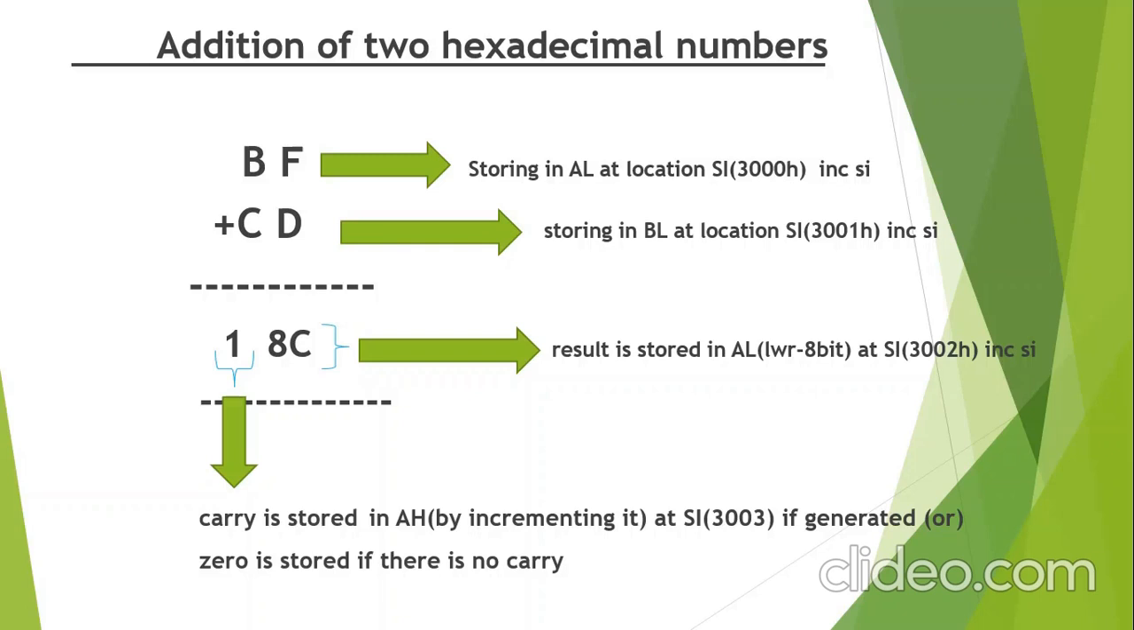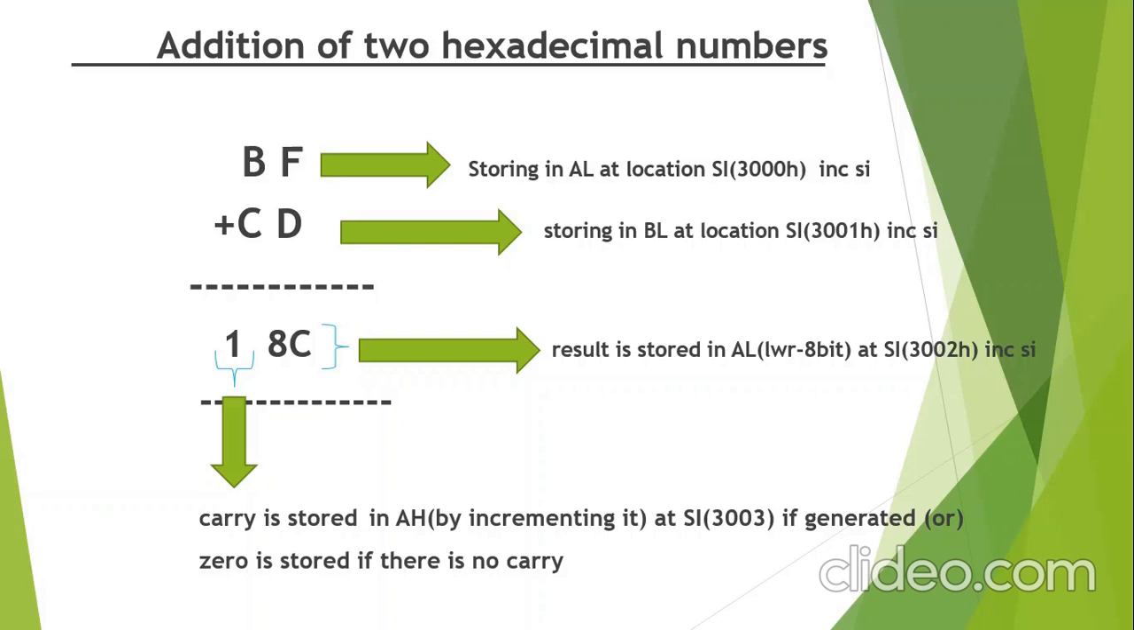So this is the introduction, and coming to programming, the first step is to move BF into register AL at memory location 3000. We don't hard code this 3000 in our program. Instead, we will make SI point to that 3000H. So now BF is moved to register AL at memory location 3000H that is pointed by SI.